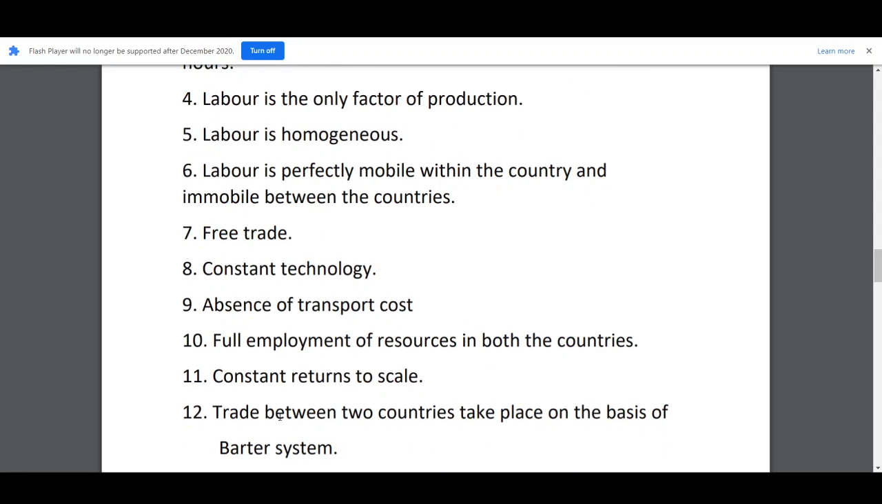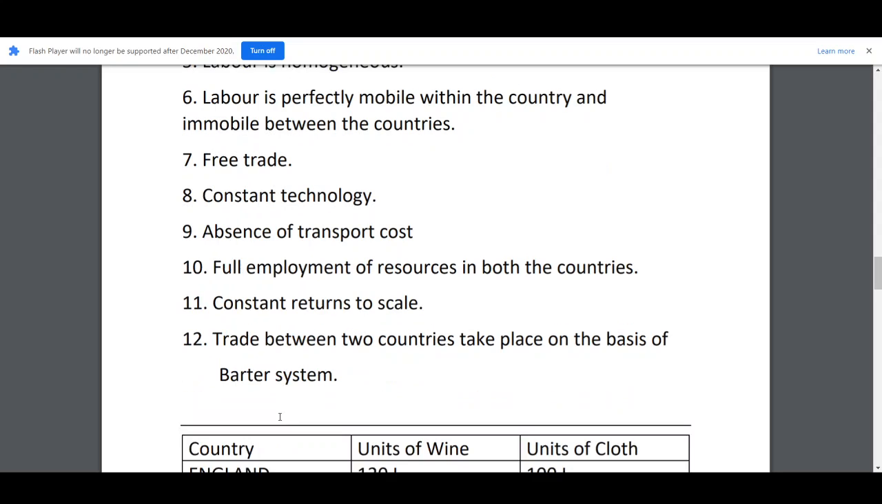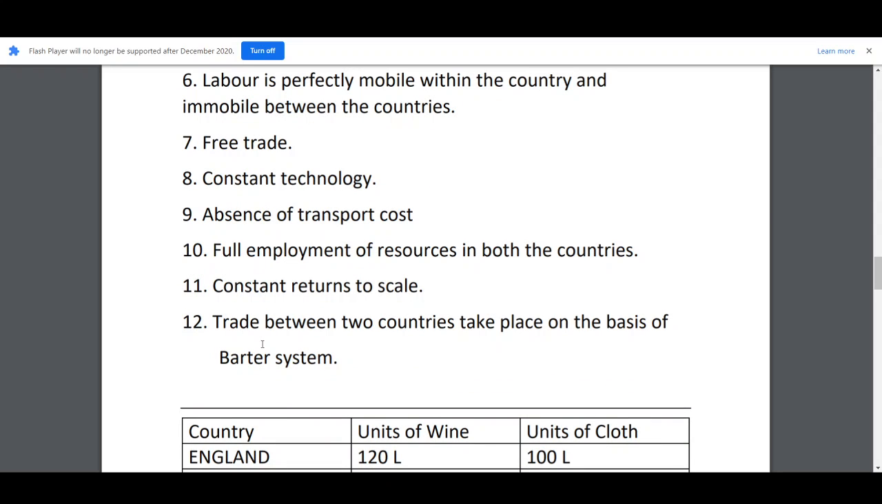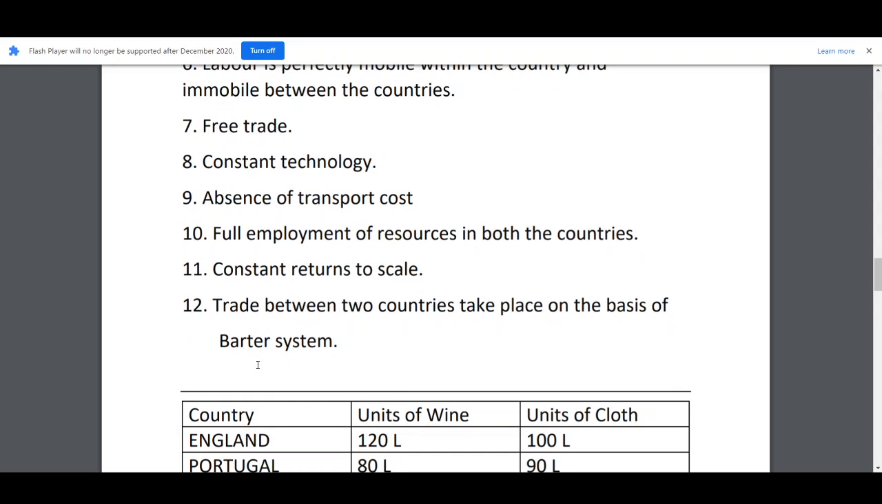Now, the next one, the 12th assumption, is that trade between two countries takes place on the basis of the barter system. That is his assumption. But my dear students, in the modern world, the barter system does not exist. Correct? So, that we will study later in the criticisms. Okay. So, these are the 12 assumptions of David Ricardo's theory of comparative cost.